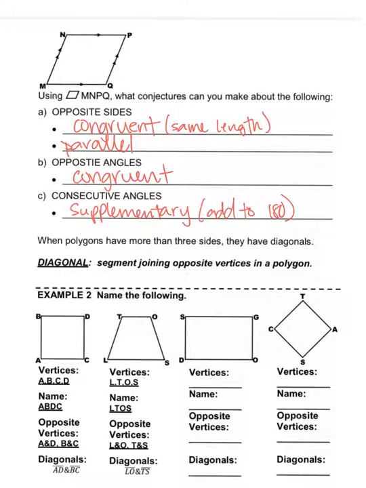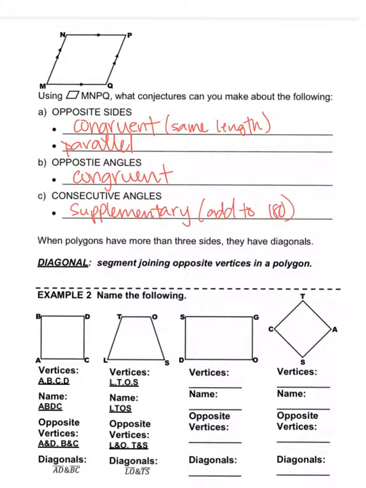Alright, next you have to know what a diagonal is. A diagonal is a segment joining opposite vertices in a polygon. So here we're given two examples already filled in. If you're having a hard time getting the information, then you can look at that and then figure out what the vertices name, opposite vertices and diagonal would be.